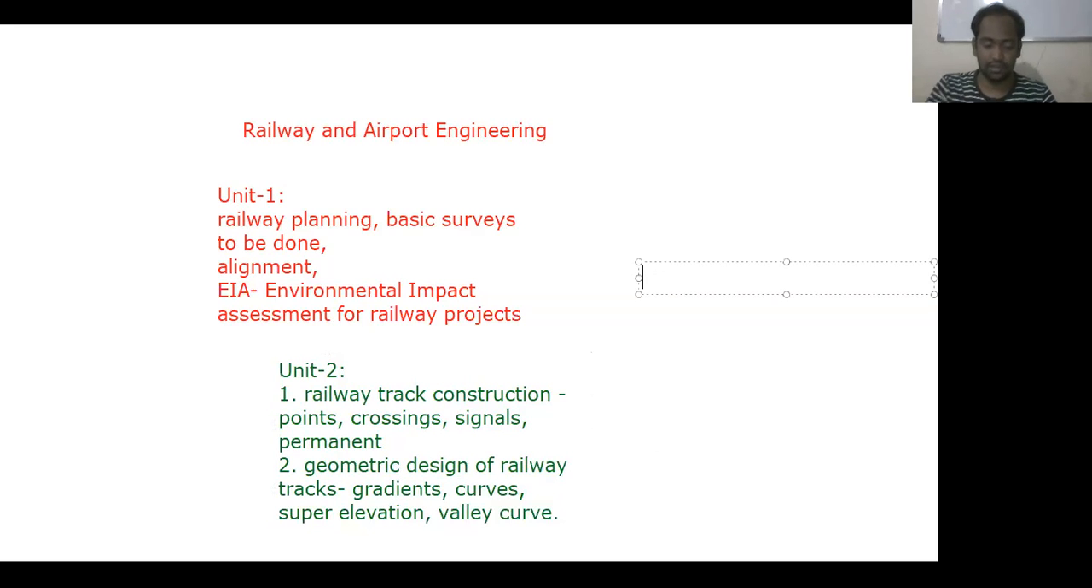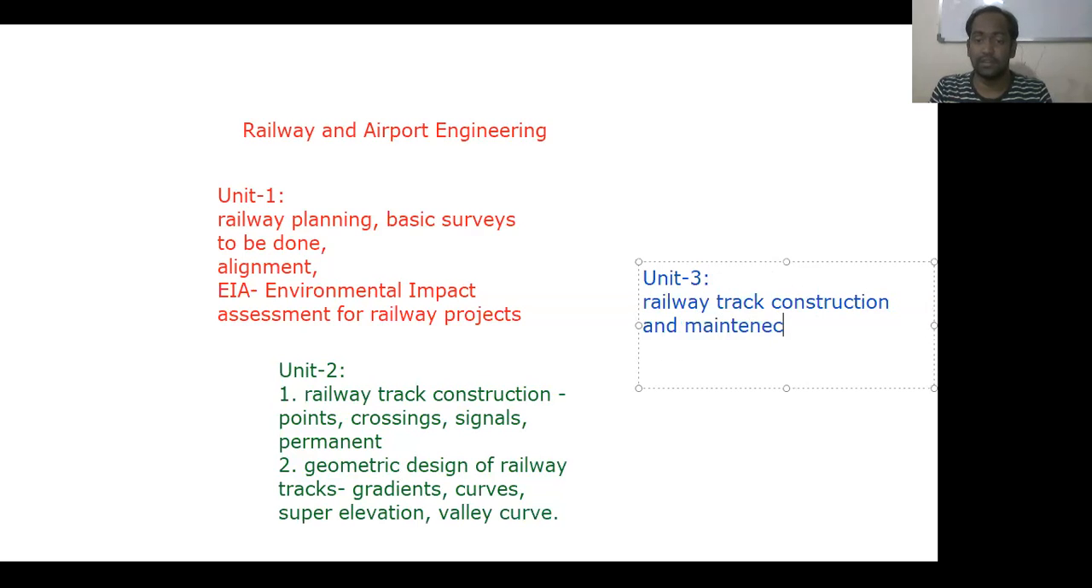And coming to the third unit, in unit 3 we will study about railway track construction and maintenance. Okay, so about this we will study here.